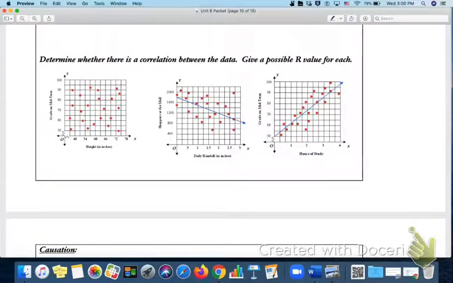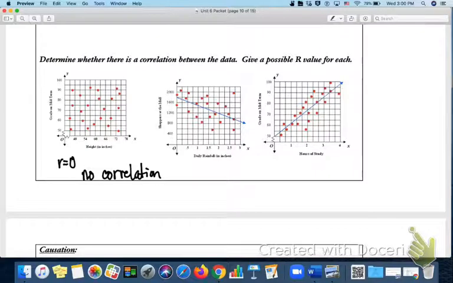Determine whether there is a correlation between the data and maybe give a possible r value. Height in inches and grade on your midterm. There is no correlation between these data. The height you are and the grade you get or earn are not correlated at all. So we would say that r equals 0 and there's no correlation between these two. Let's look at the next one.